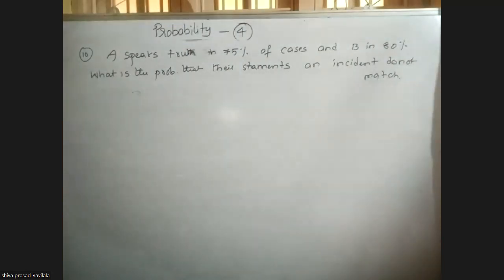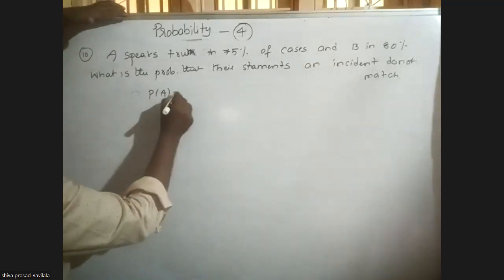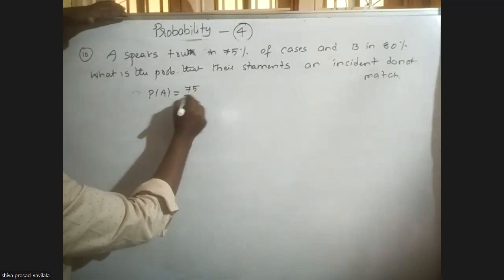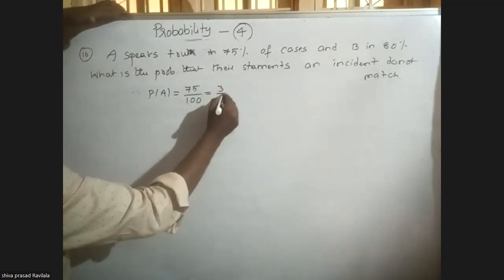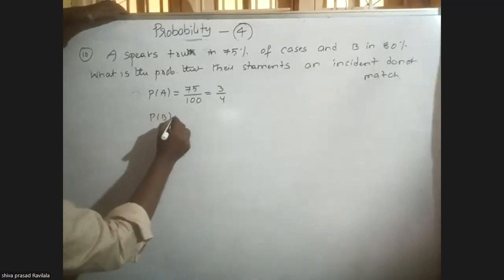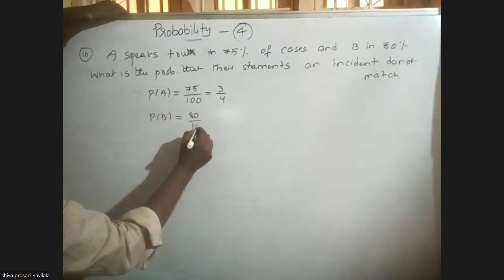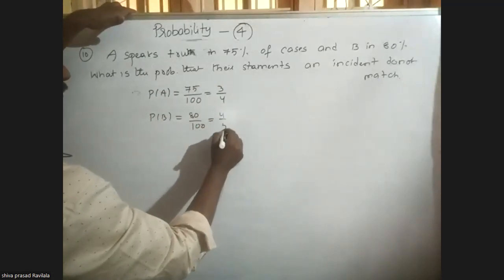A speaks truth in 75% of cases and B in 80% of the cases. What is the probability that the statements and incidents do not match? Anybody? P of A is equal to 75 by 100, that is 3 by 4. And probability of B is equal to 80 by 100, that is 4 by 5.